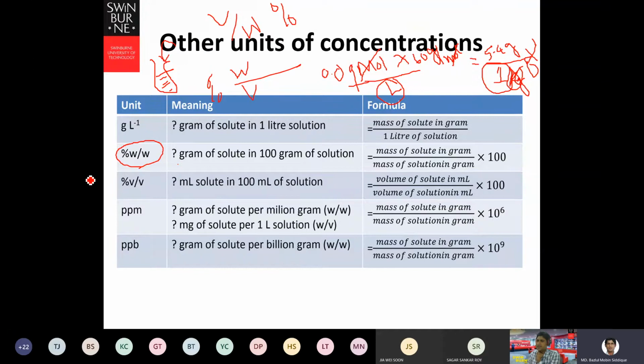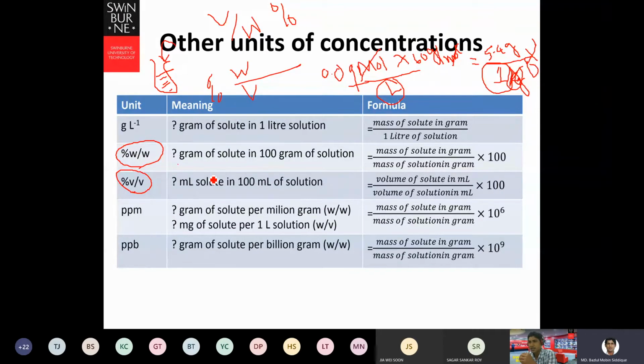So for volume by volume percentage, we will find the milliliter of the solute. Solute means the one that is dissolved in the water. For the example that we gave just before, sucrose is the solute and the water is the solvent. So for volume by volume percent, how many milliliter of that solute is dissolved in 100 milliliter of the solution.